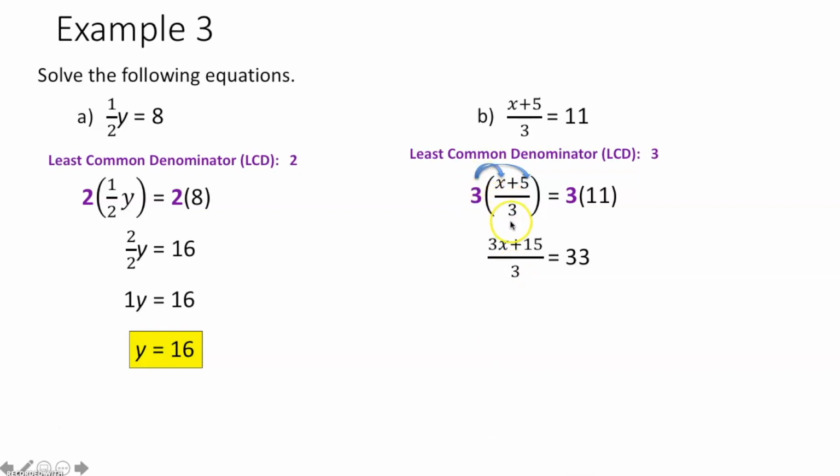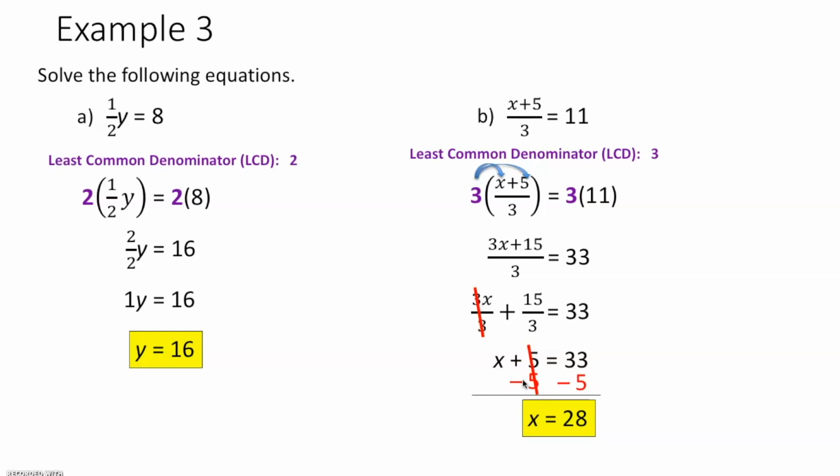If you didn't realize these canceled out, you could still simplify this by breaking it up into 2 separate fractions. So the 3x goes over 3, and the 15 goes over 3. These 3's are going to cancel each other out. 15 divided by 3 gives me 5. From here, I can subtract 5 on both sides to get x all by itself, and I get x is equal to 28. Again, you can make it way easier on yourself if you realize that because we're multiplying both sides by the least common denominator, these 3's are just going to cancel each other out.